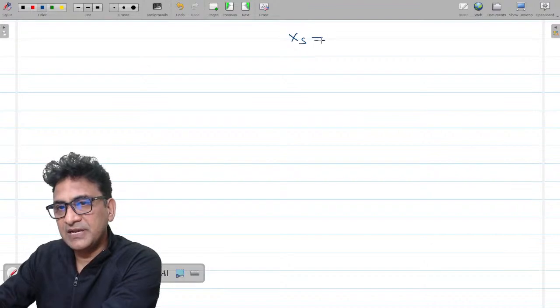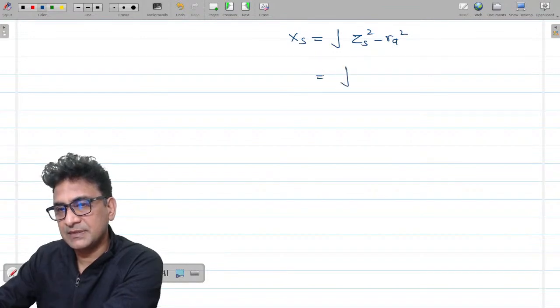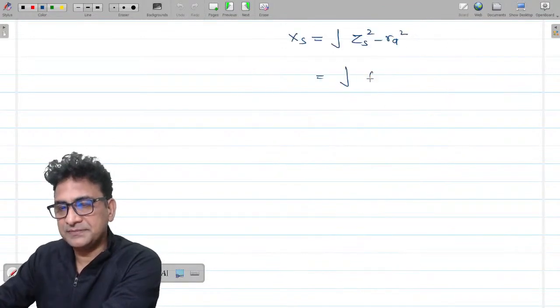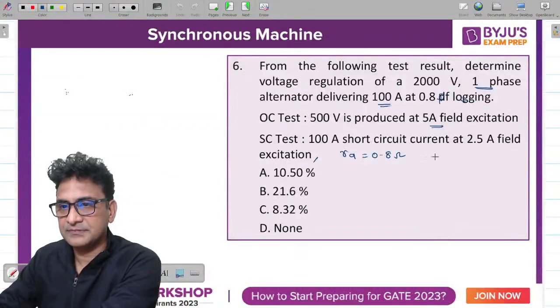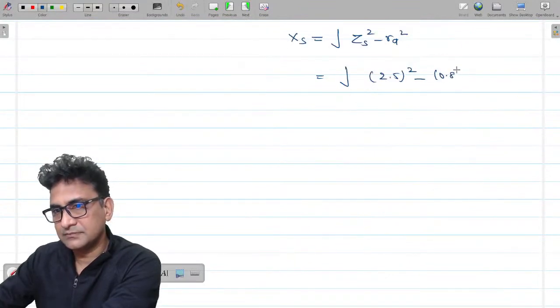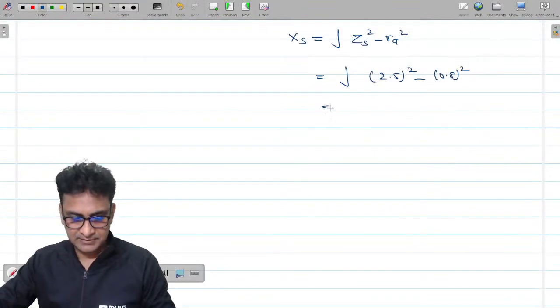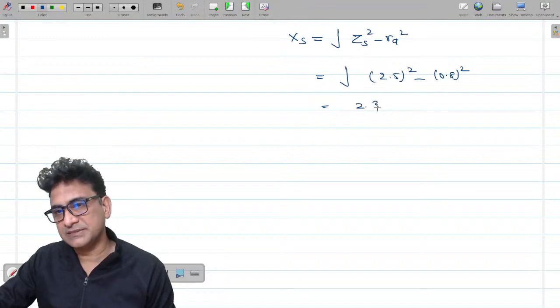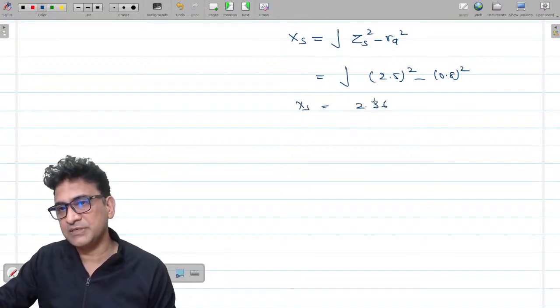So if you know the value of ZS, you can find out the value of XS. ZS is 2.5, RA is 0.8. You will get 2.36. XS is 2.36 ohm.